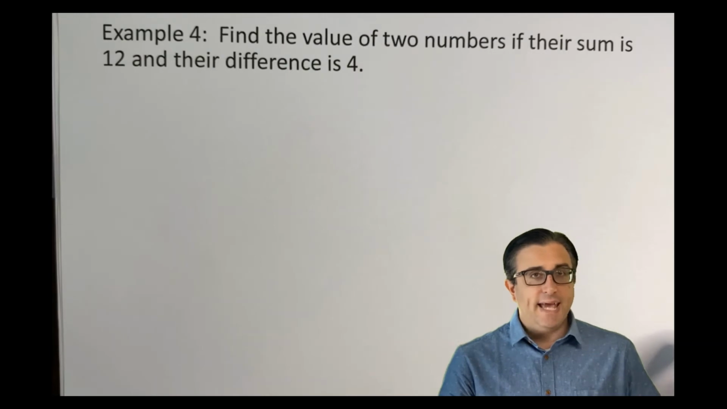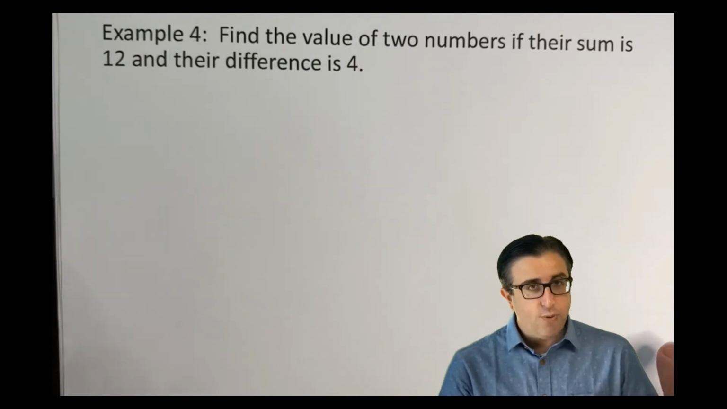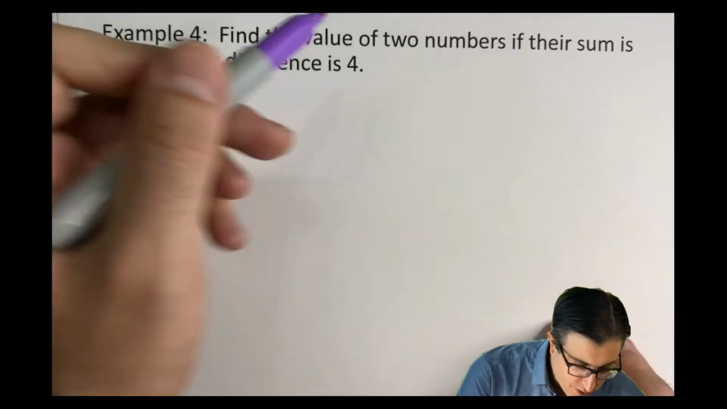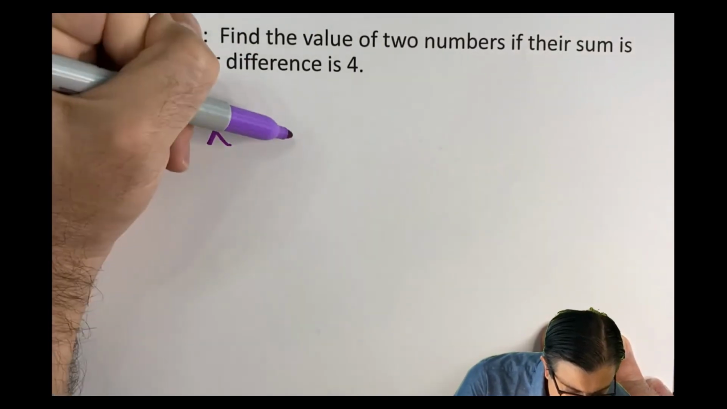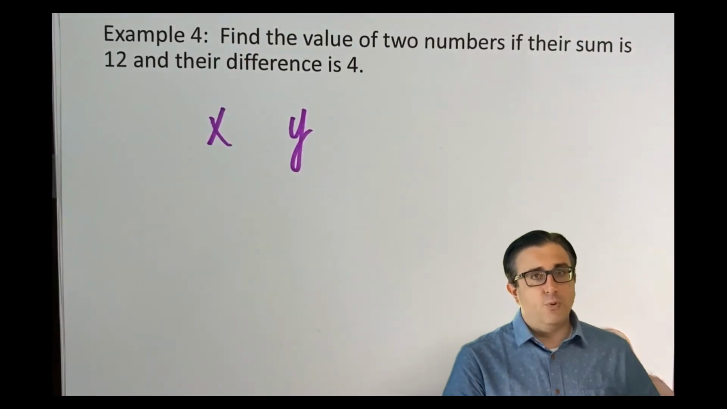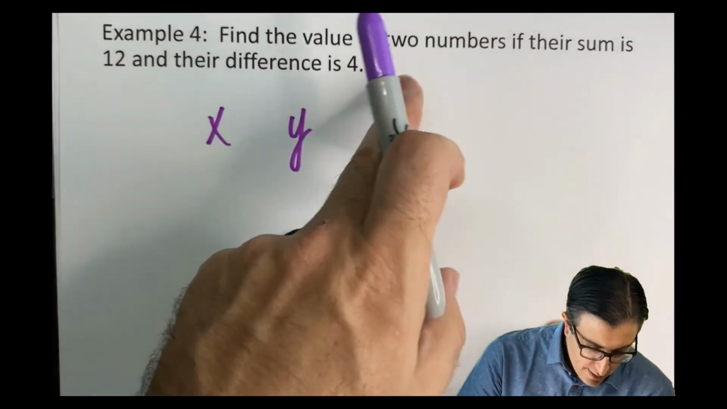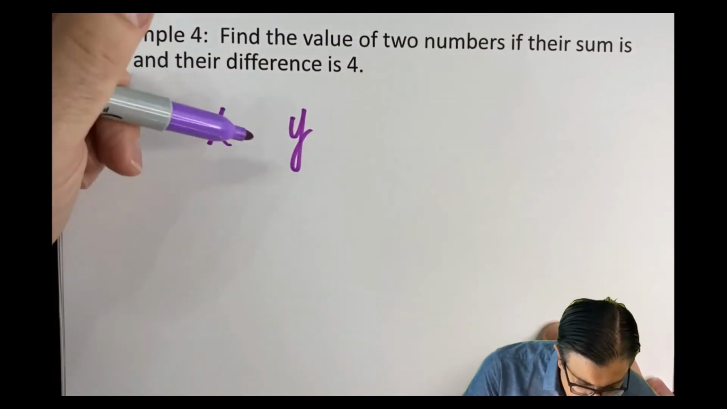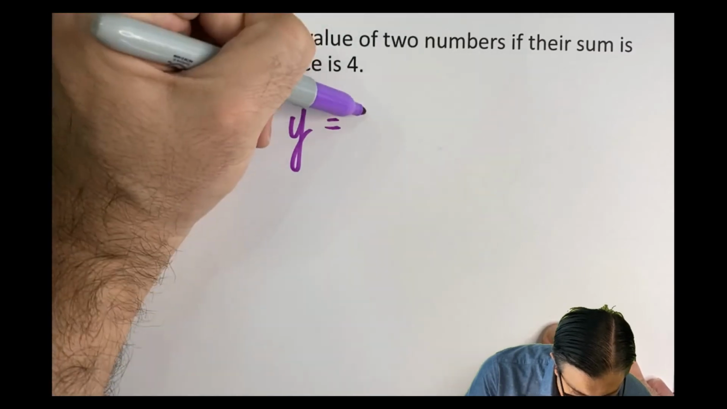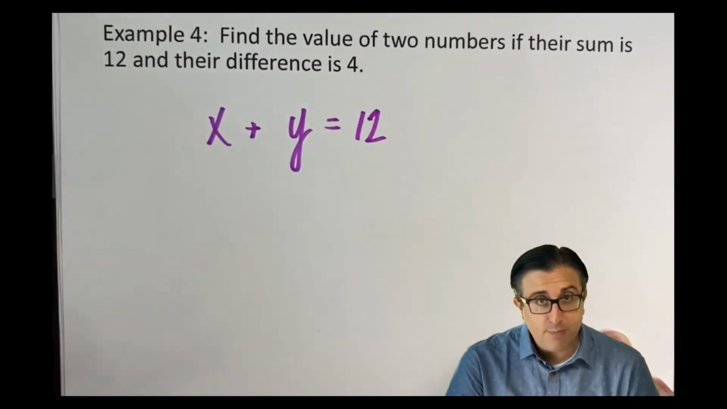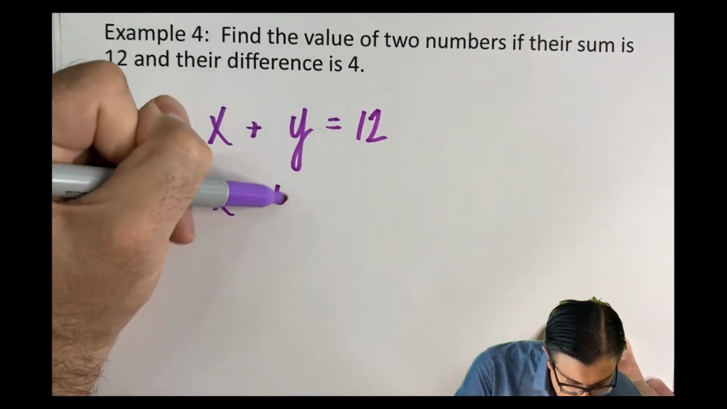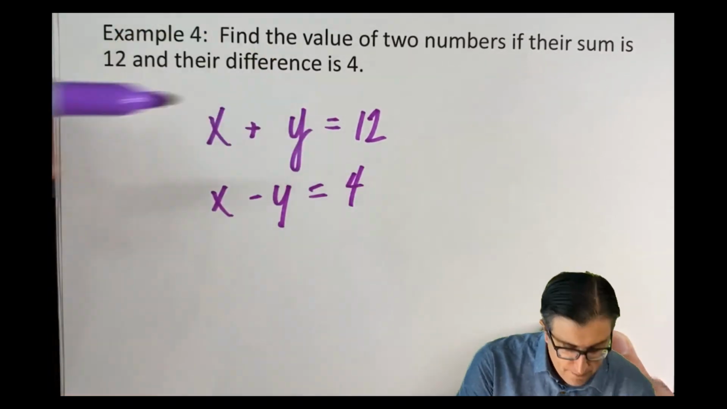Now you can sit and guess and check and try and figure out the numbers on your own, but there is a system of equations that we can use to solve this. 2 numbers, I'm just going to call them x and y. You could call them any variables you want. I'm going to call them x and y. 2 numbers add up. Their sum is 12. Their difference means subtract, so x minus y equals 4.